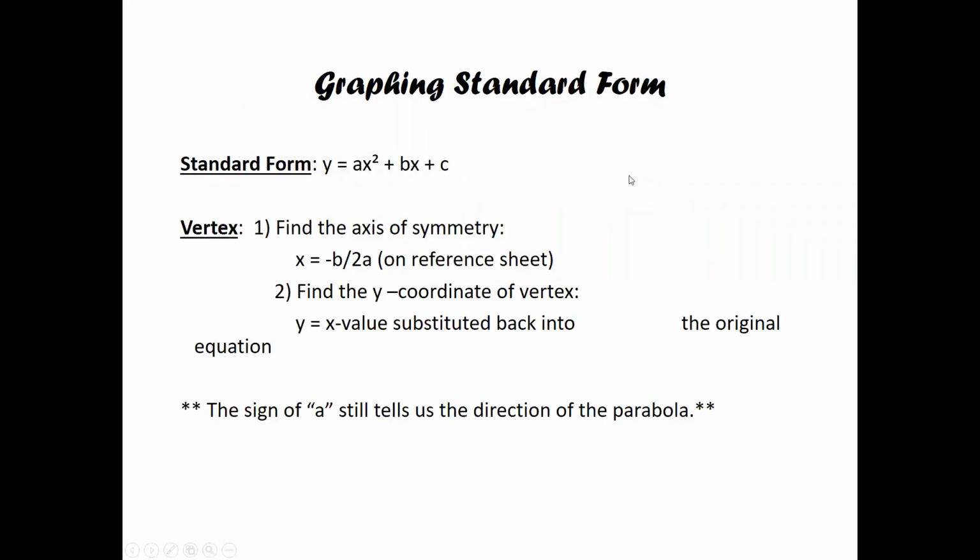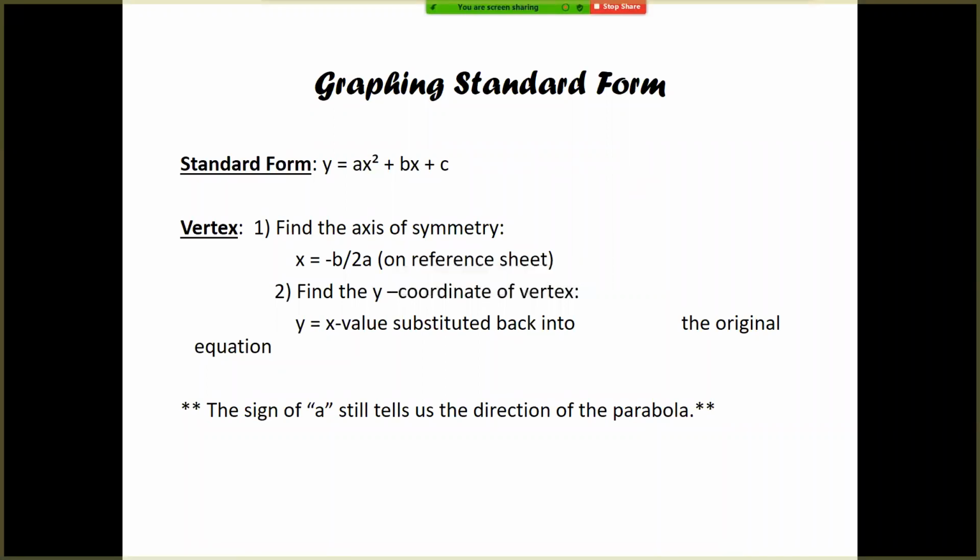All right, so we're gonna go ahead and get started on the second lesson for today. So second lesson, we're going to learn how to graph from standard form, y equals ax squared plus bx plus c. That's what we've been using our asterisks to solve. So standard form is not as easy as vertex form because vertex form automatically gives us the vertex.